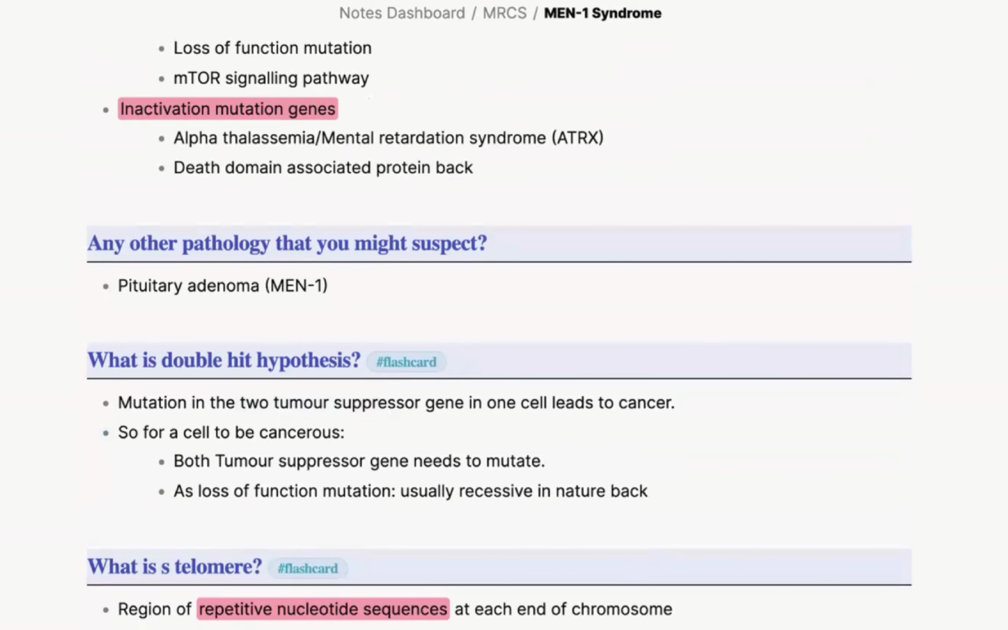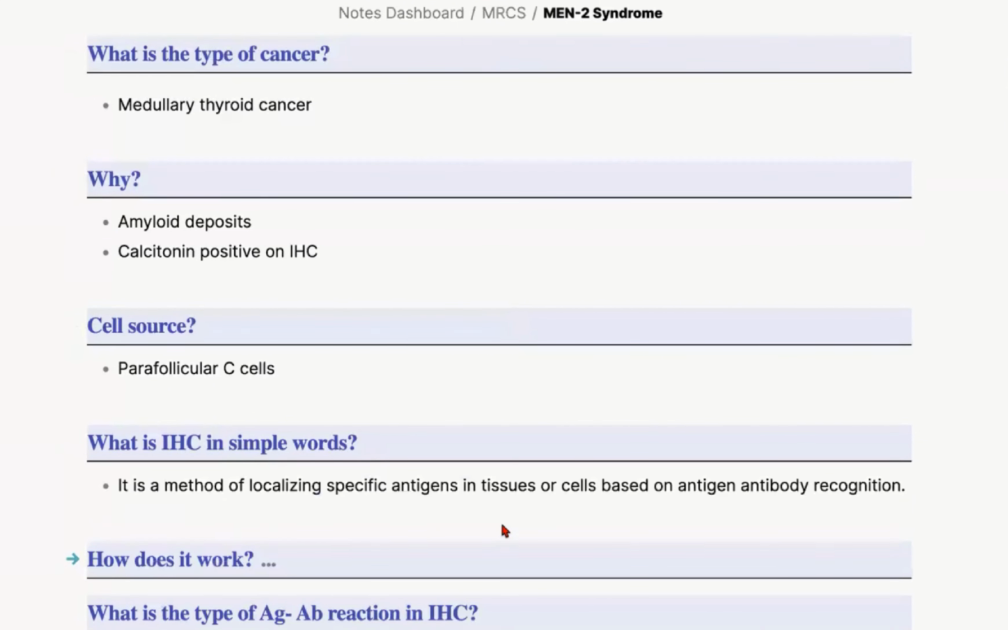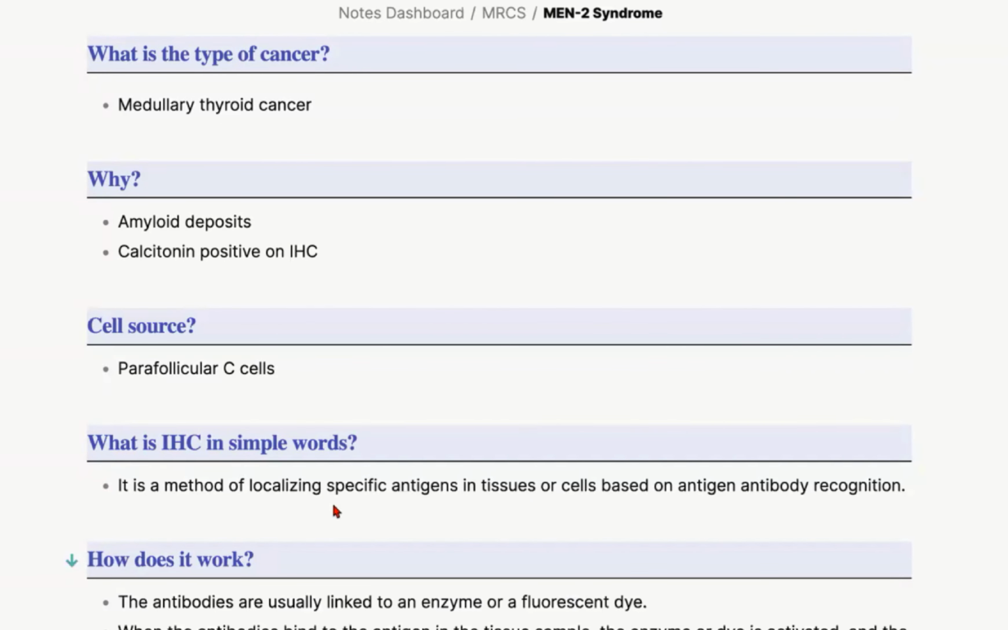Telomere, you've answered it very well. MEN2, I think overall very good. The only thing I would mention is immunohistochemistry: you want to say it's a method of localizing a specific antigen in the body through antigen-antibody reaction. So you want to identify a certain antigen by antigen-antibody reaction. How does it work? You take a sample, you get an antibody, you connect the antibody with a fluorescent dye or an enzyme. Once the antigen interacts with the antibody, you will have an antigen-antibody reaction. The enzyme will be activated and the fluorescent dye will appear under the microscope.